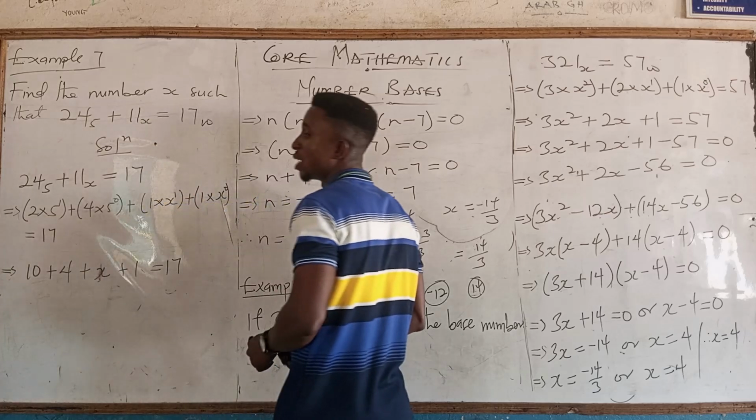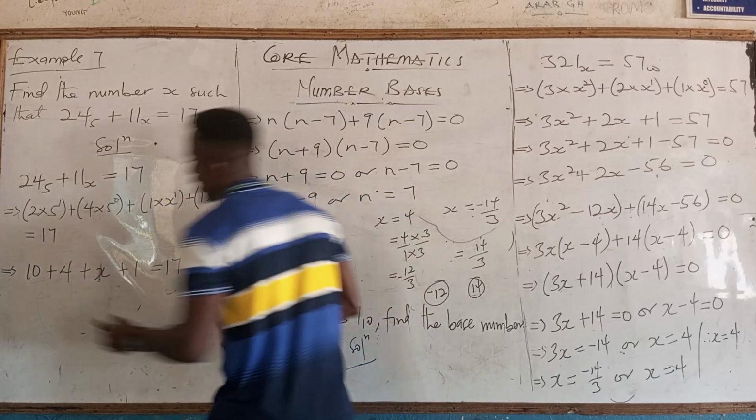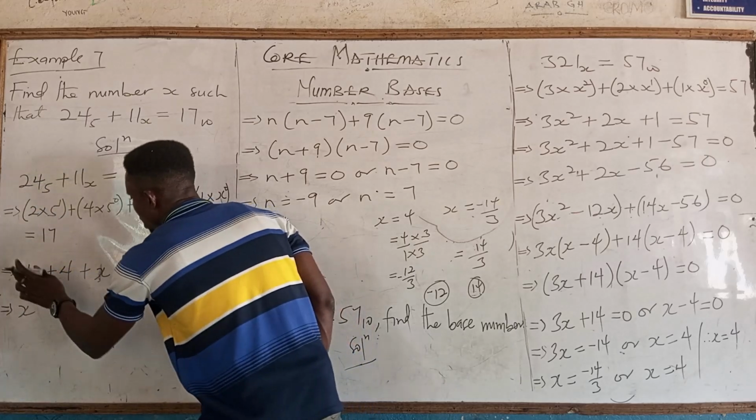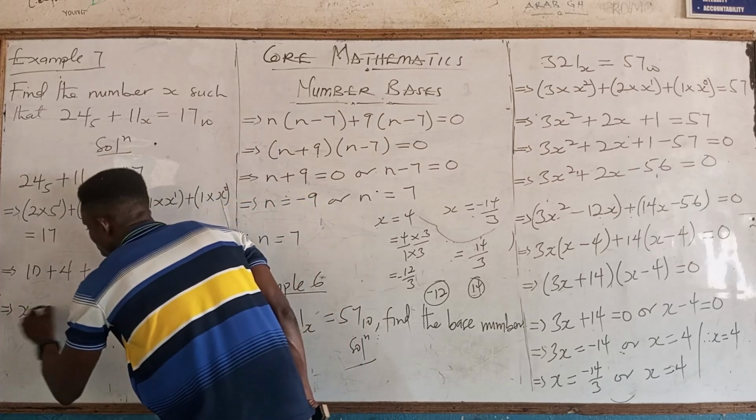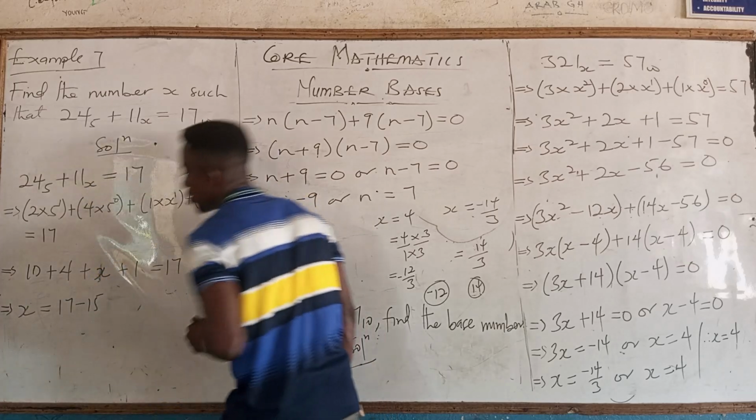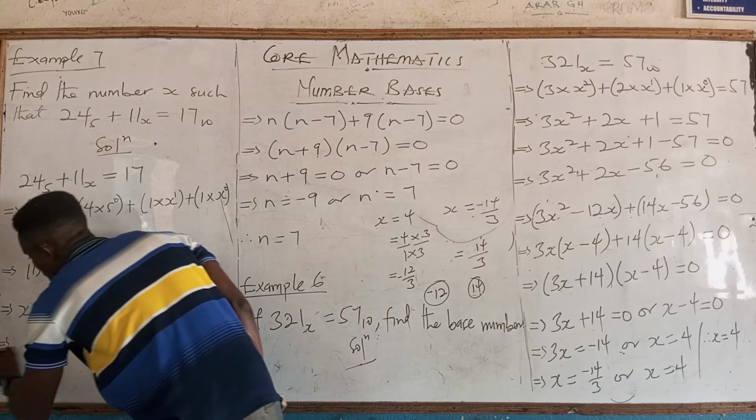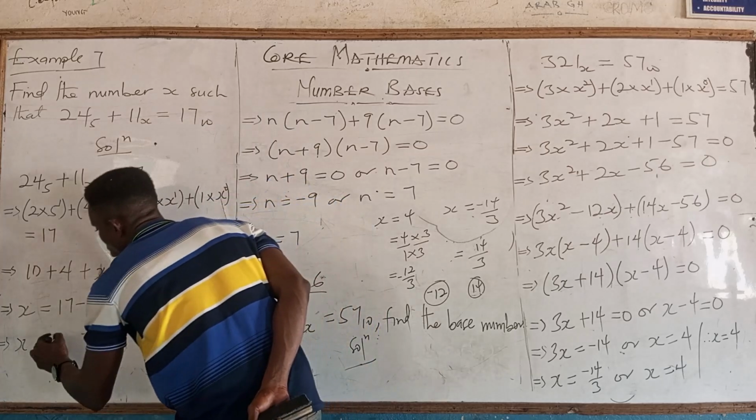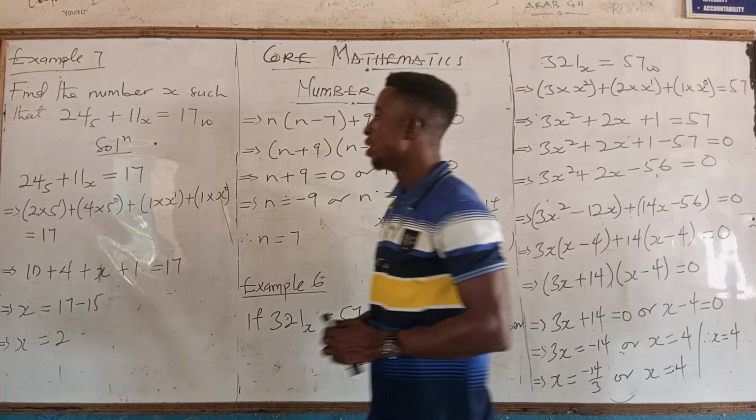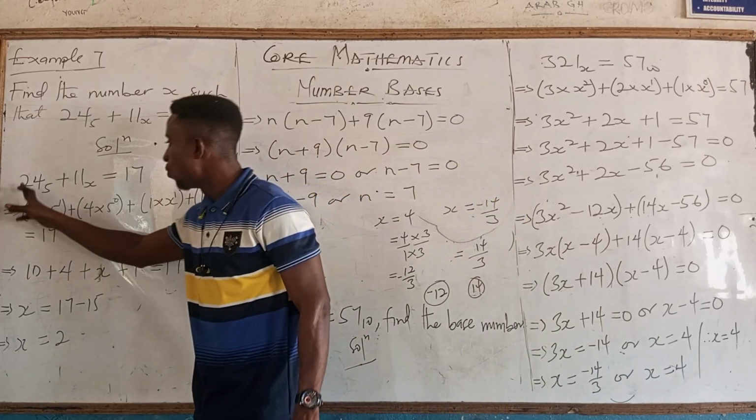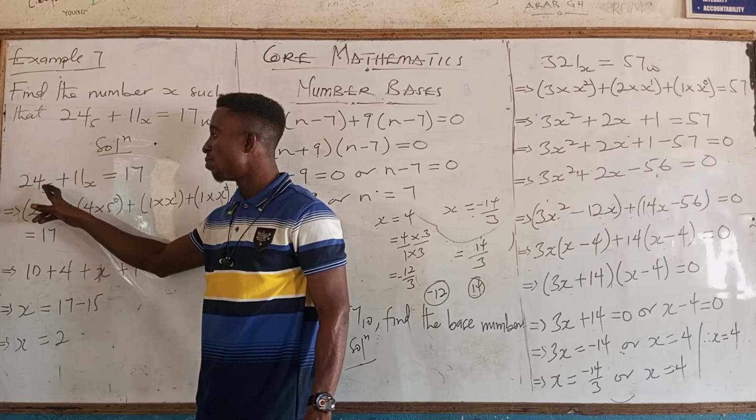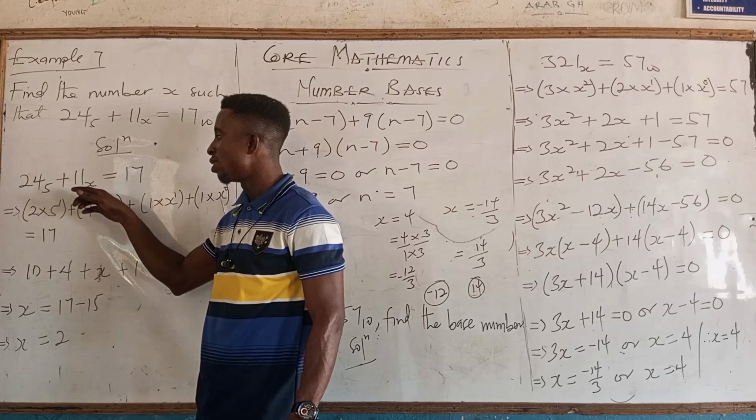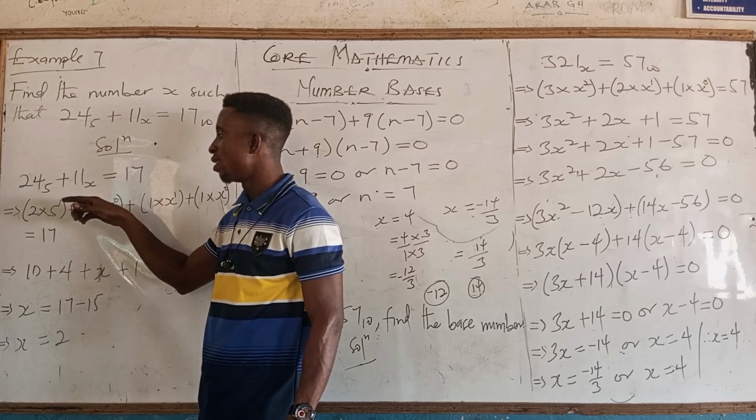We send those with x to one side, those without x to the other side. So this one will get me x, then this plus that is 15. I'll send them here. It's equal to 17 minus 15. And this implies that x is equal to 2. So meaning 2 4 base 5 when converted to base 10 plus 1 1 base 2 when converted to what? Base 10. Are you getting that?